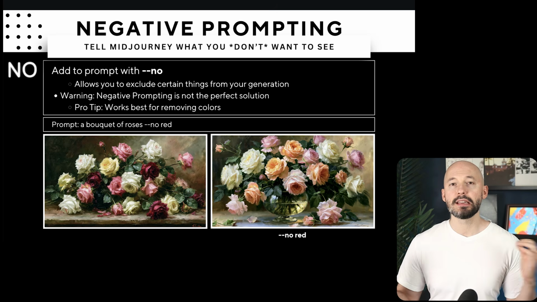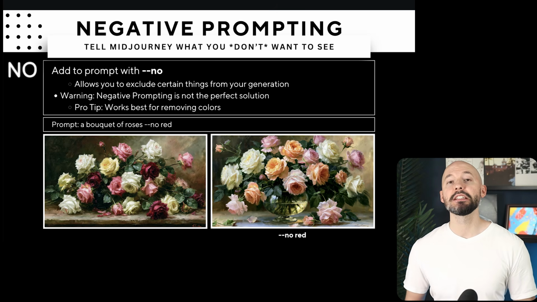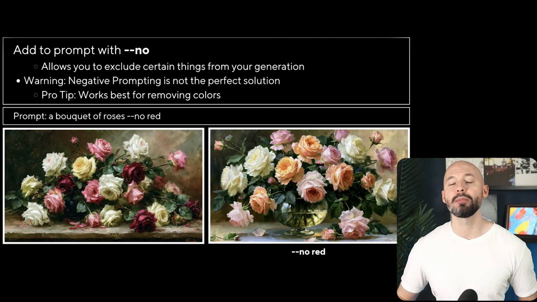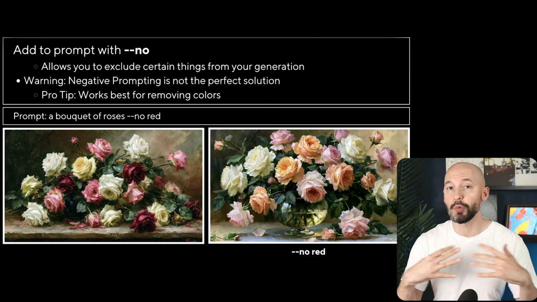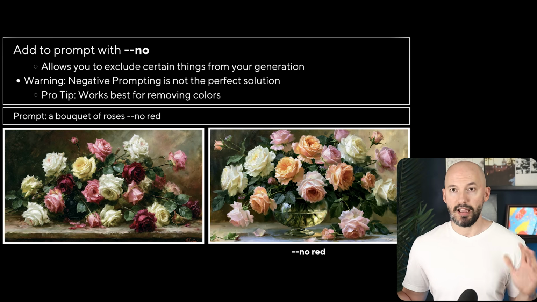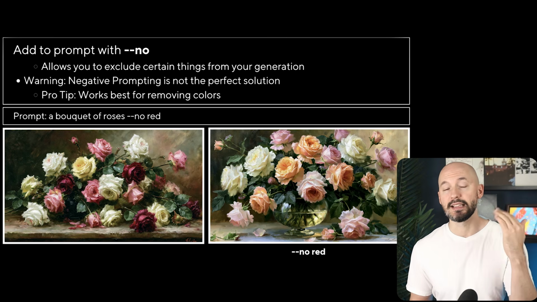All right, let's move on to negative prompting. This is where you get the chance to tell Midjourney what you don't want to see. You add it to the end of your prompt with --no, and then you can write whatever you want. Negative prompting is not the perfect solution. It doesn't work every time, but it does work best when you're trying to remove colors, like this example here.